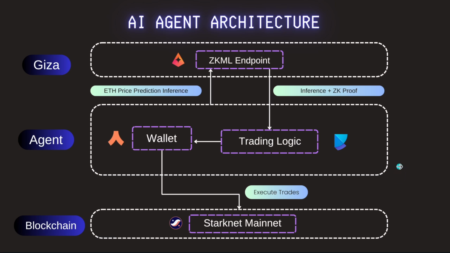Let's look at the high-level architecture of our project. Giza platform hosts the ZK-ML endpoint, which is used by our agent for ETH price prediction inference. The model returns inference along with the ZK proof. The trading logic processes the ETH price prediction, and based on the logic, a trade is executed. The agent has access to a wallet, which has some funds on mainnet, and the trade is executed on Starknet mainnet using the appropriate Python SDK for Starknet.